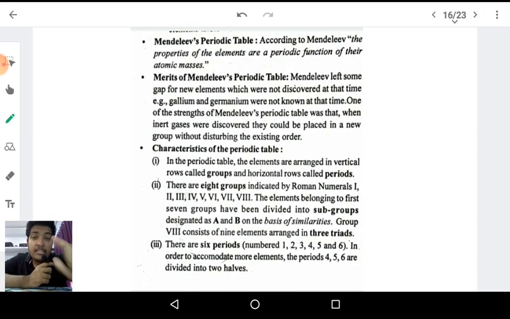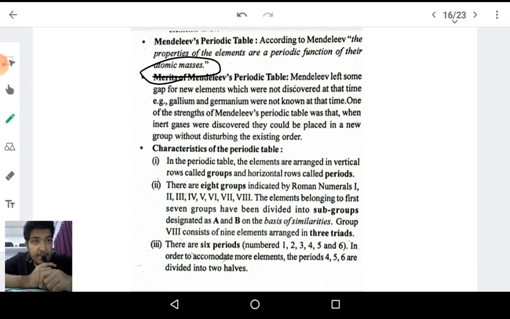And then came the next theory, that is Mendeleev's periodic table. According to Mendeleev, the properties of elements are a periodic function of their atomic masses. This is known as Mendeleev's periodic law. Mendeleev's periodic law states that the properties of elements are due to their masses, due to their atomic masses.